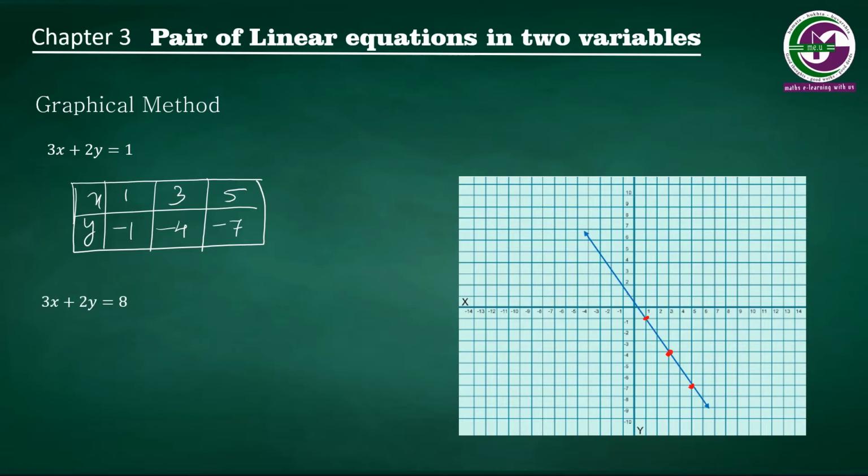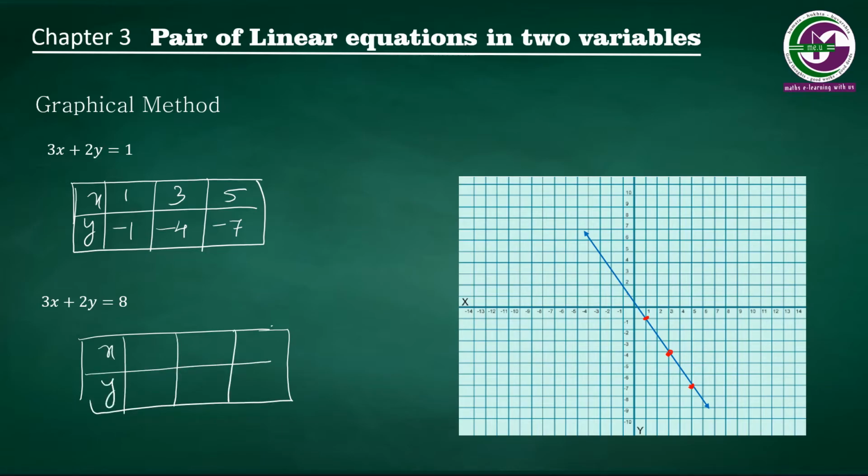Now the next equation of the pair for this example is 3x plus 2y equals 8. Here also we'll find three sets of solutions to draw the graph. x, y. So we'll substitute x equals 0, so that the y value is 4. We'll substitute x equals 2, so that the y value is 1. We'll substitute x equals 4, so that the y value is negative 2.